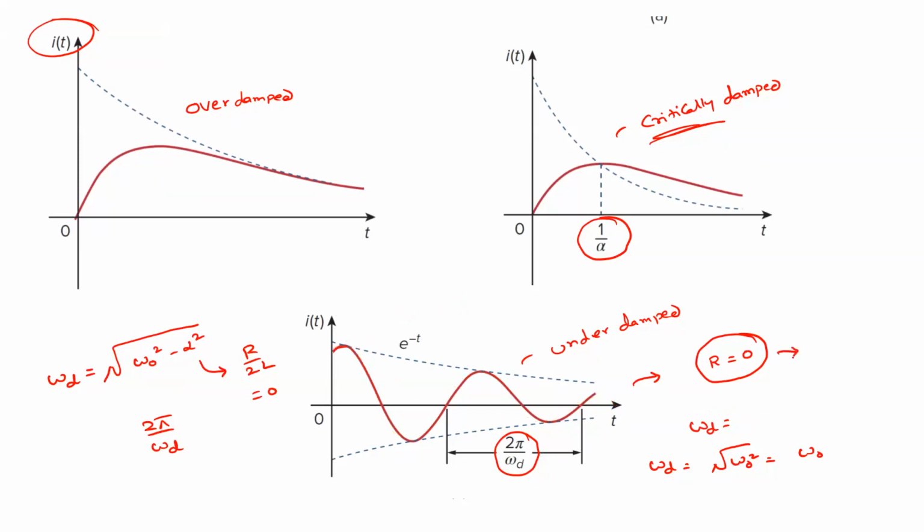If the resistor is not there, there is no damping. That is known as undamped. Here, omega d equals omega naught. So how will this waveform behave now?